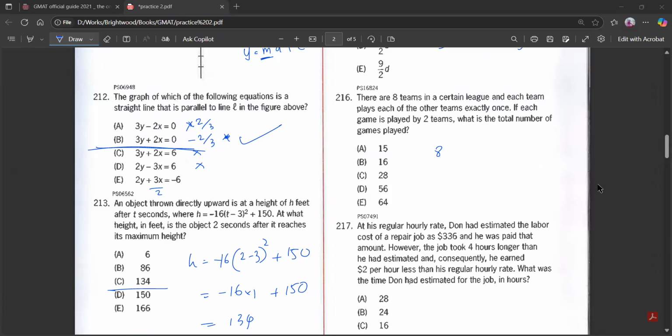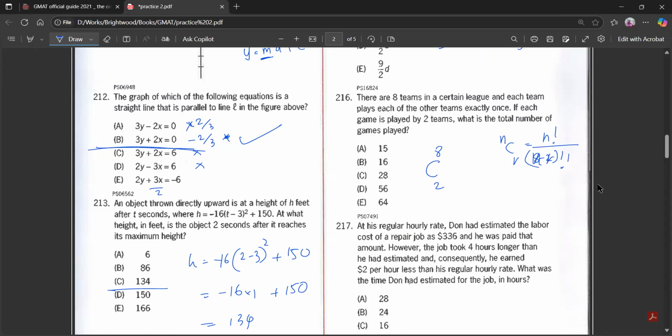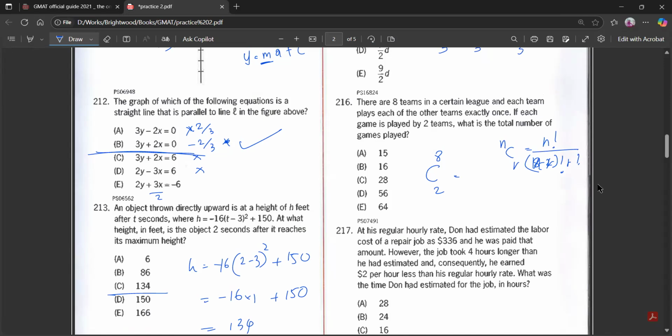This kind of question is called combination. We call it combination, so nCr actually. nCr means n factorial divided by n minus r factorial and r factorial. You see that one? Here 8 factorial divided by 8 minus 2 factorial, 2 factorial like that.